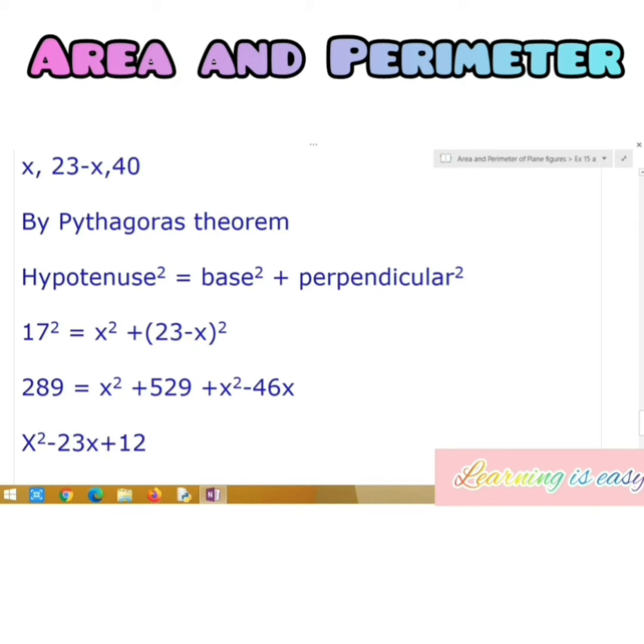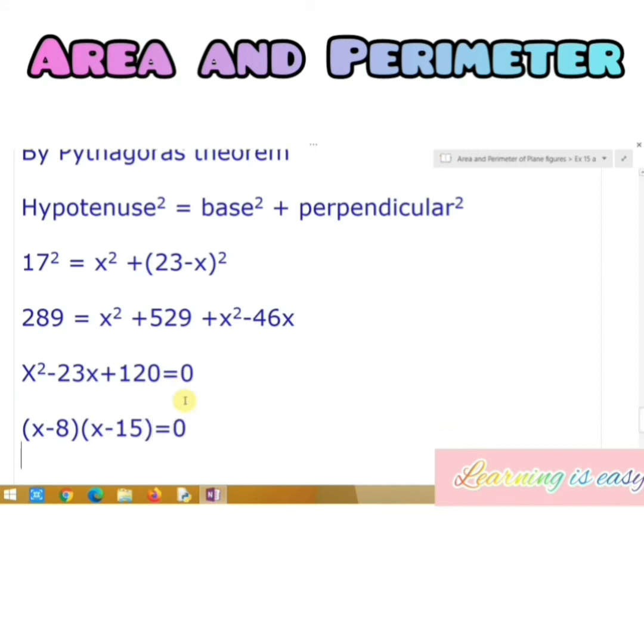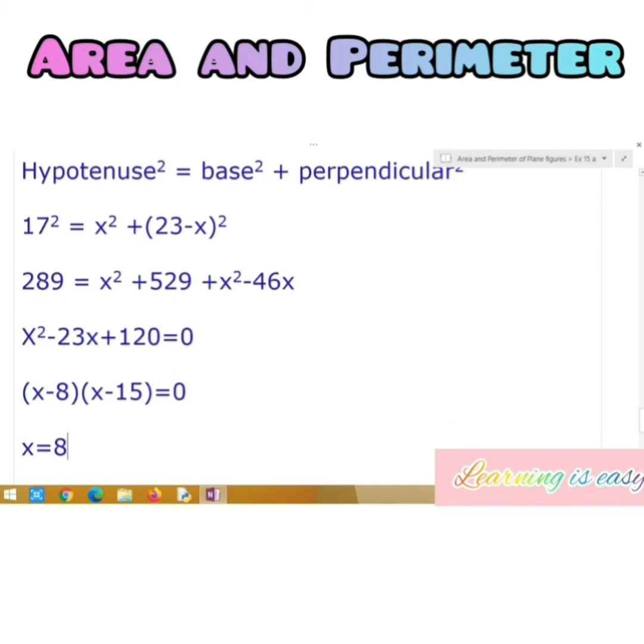Minus 23x plus 120, because 2x square actually, so we can divide the entire quadratic equation by 2 and we get x square minus 23x plus 120. By that we can get the factors. That's going to be x equal to 8 or x equal to 15.